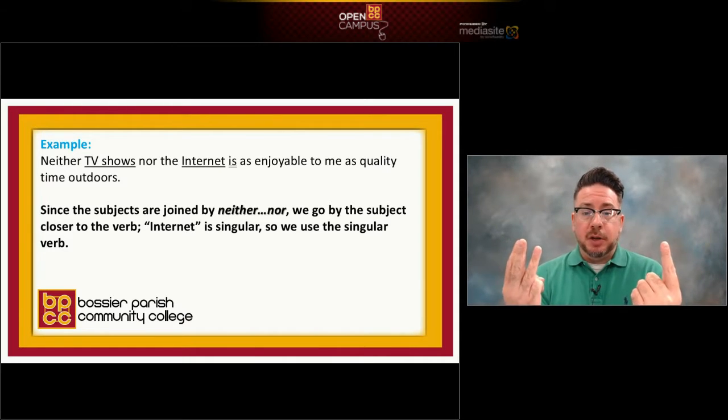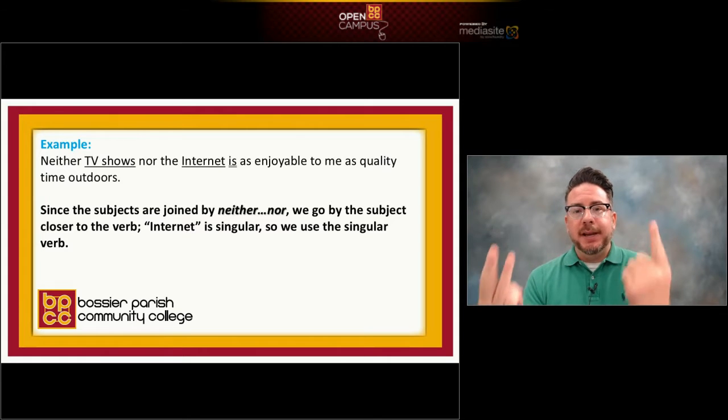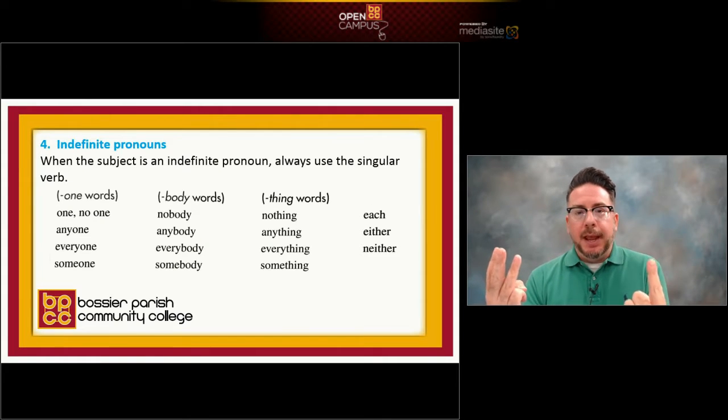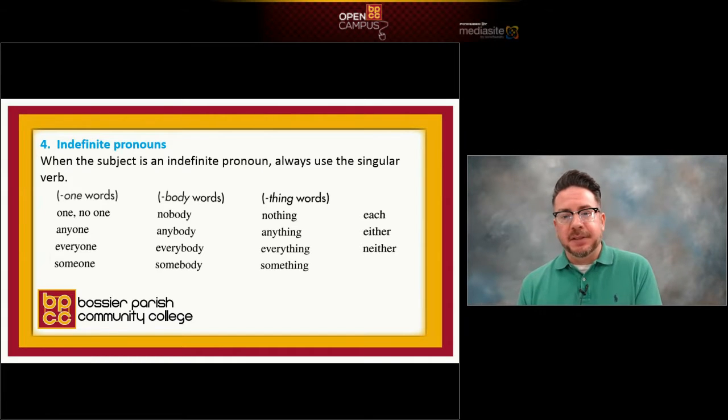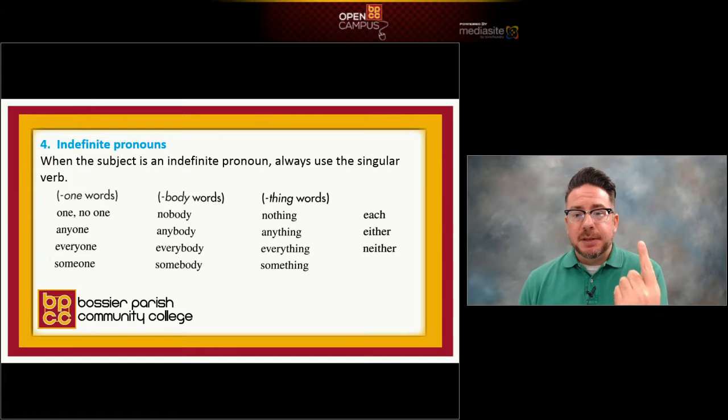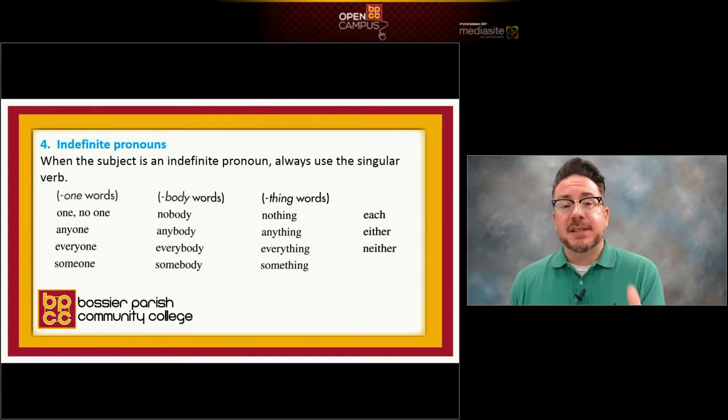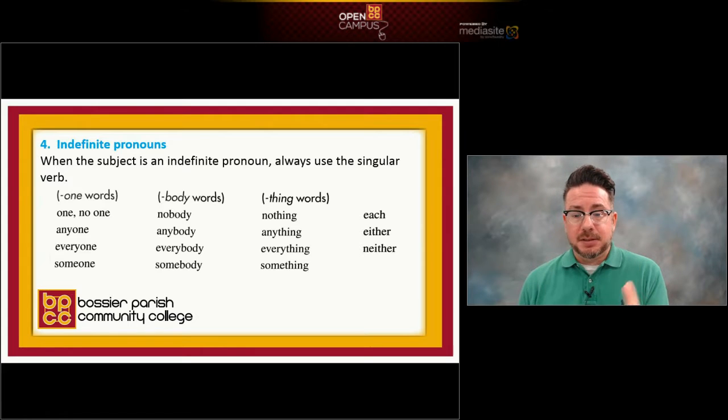Now, we're using neither nor, so we're going to treat each subject separately, and we're going to look at which subject is closest to the verb in the sentence. Well, internet is closest to the verb, and that's singular, so we're going to use the singular form of the verb, is.